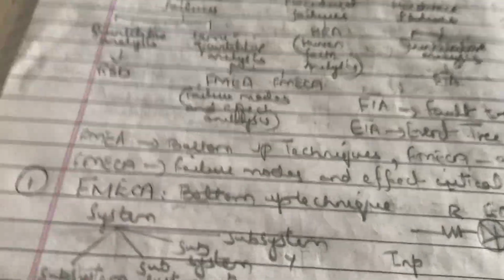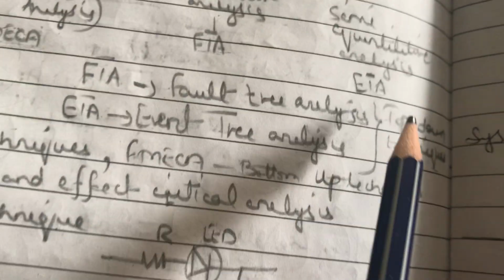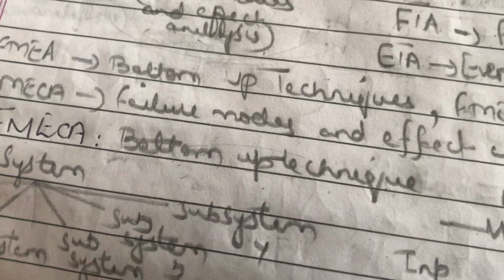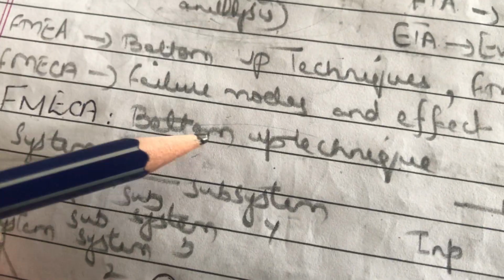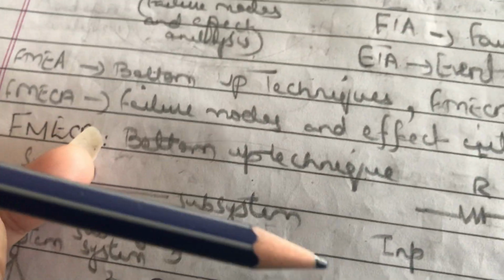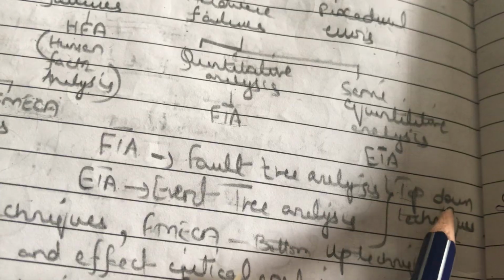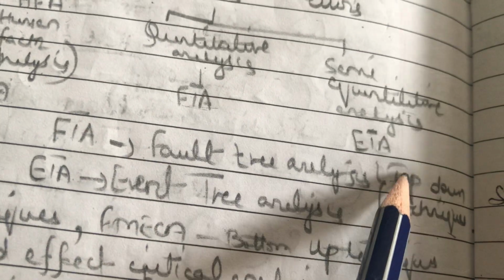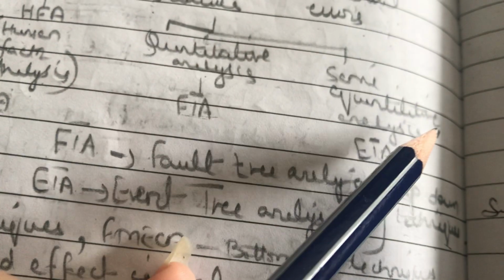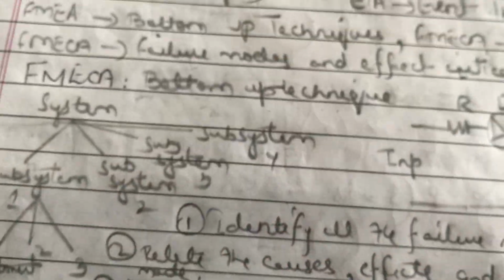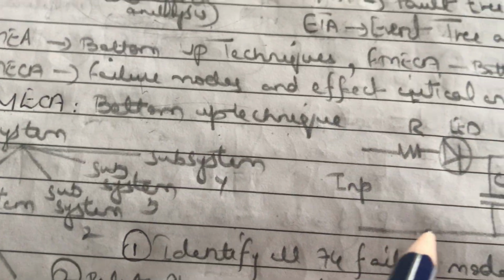What is meant by the bottom up technique and the top down technique? In the bottom up technique we go from bottom to up. Bottom up means we are going to do our analysis from down to up, and in the top down technique we are going to do our analysis from top to down.